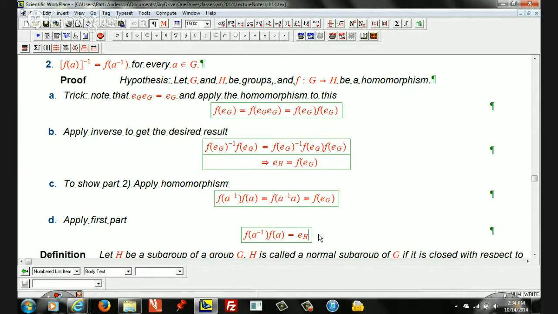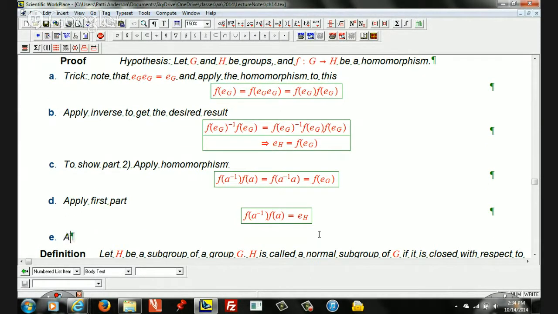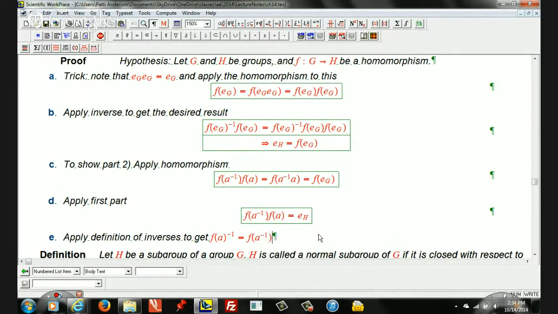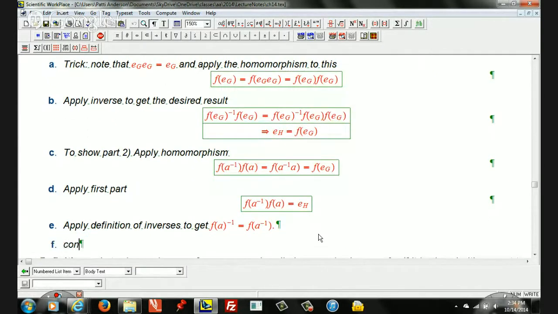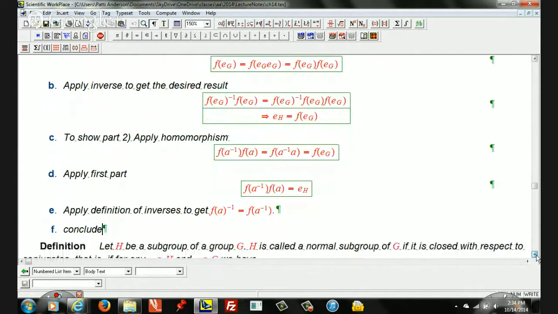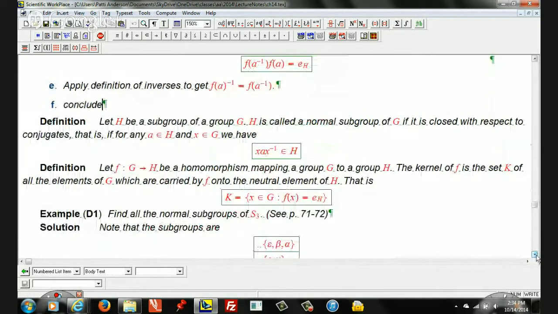Is equal to the identity, apply the definition of inverses. You're going to have F of a inverse has to be equal to F of, and the inverse goes inside. And now you're done. Yay. So that one isn't a real long proof.